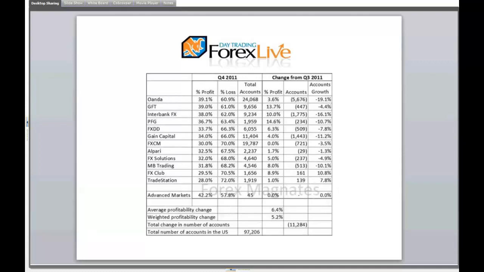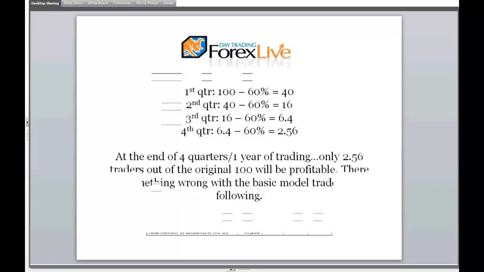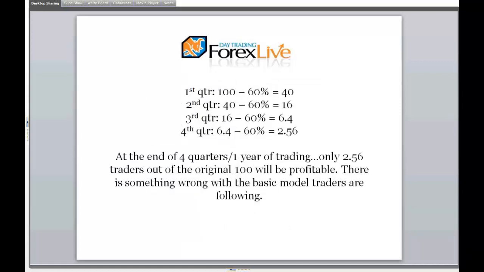Now, this number may be a bit better, keeping in mind that this doesn't account for a certain set of other variables. But if you look at the numbers on this chart, you can see that best case scenario, Oanda is running about 60%. Running those numbers over the course of 4 quarters, and the chart will flip back here in just a second, if 60% are going to lose, then after the first quarter, you'll have 40% that are still profitable, or 40 out of 100 traders.